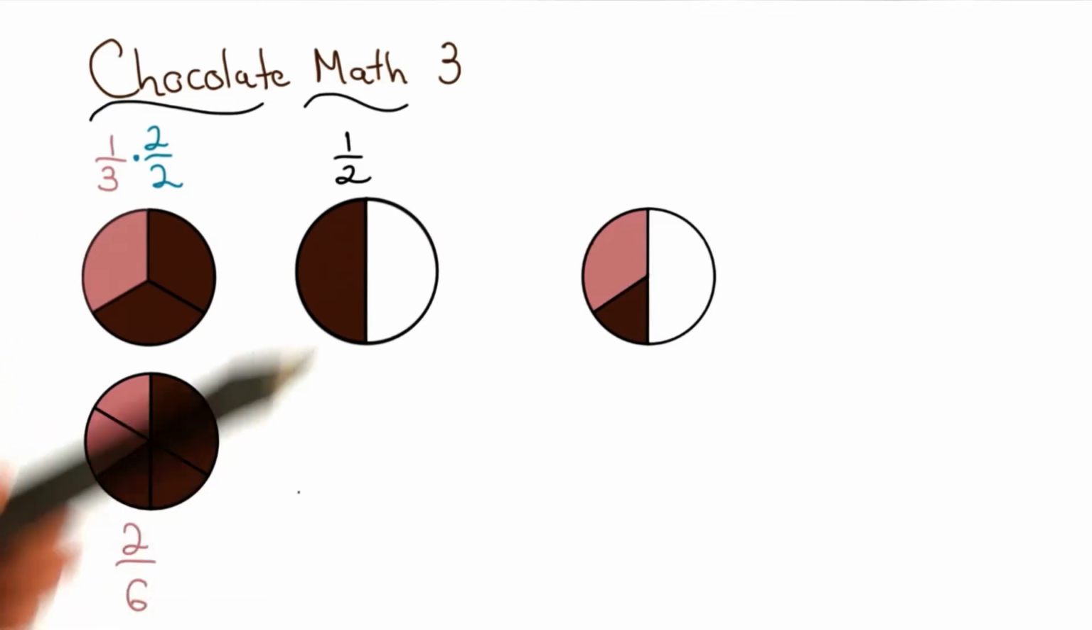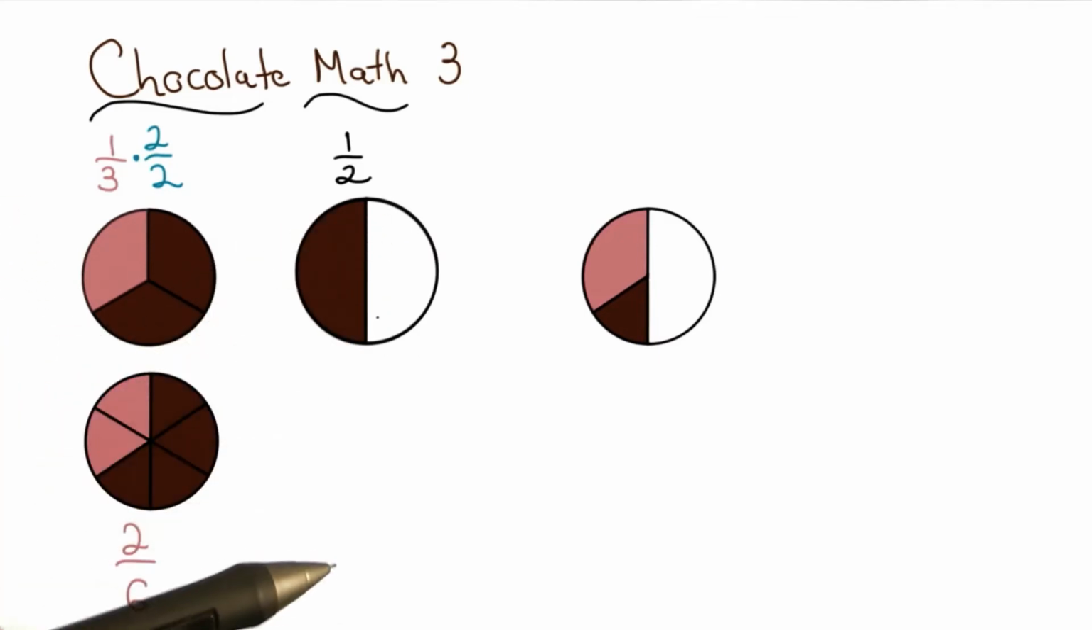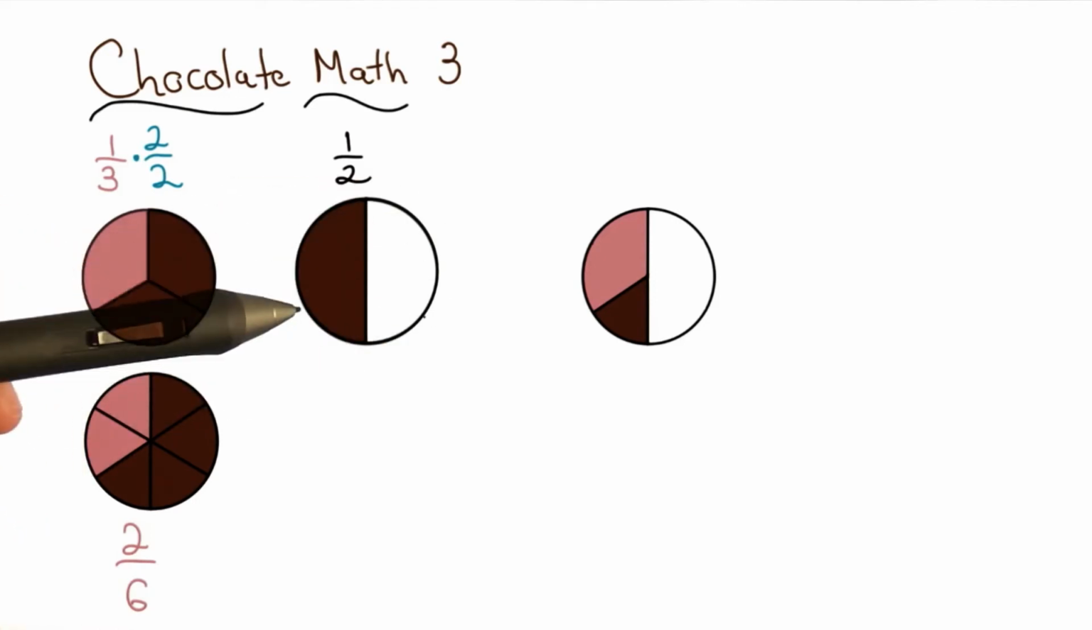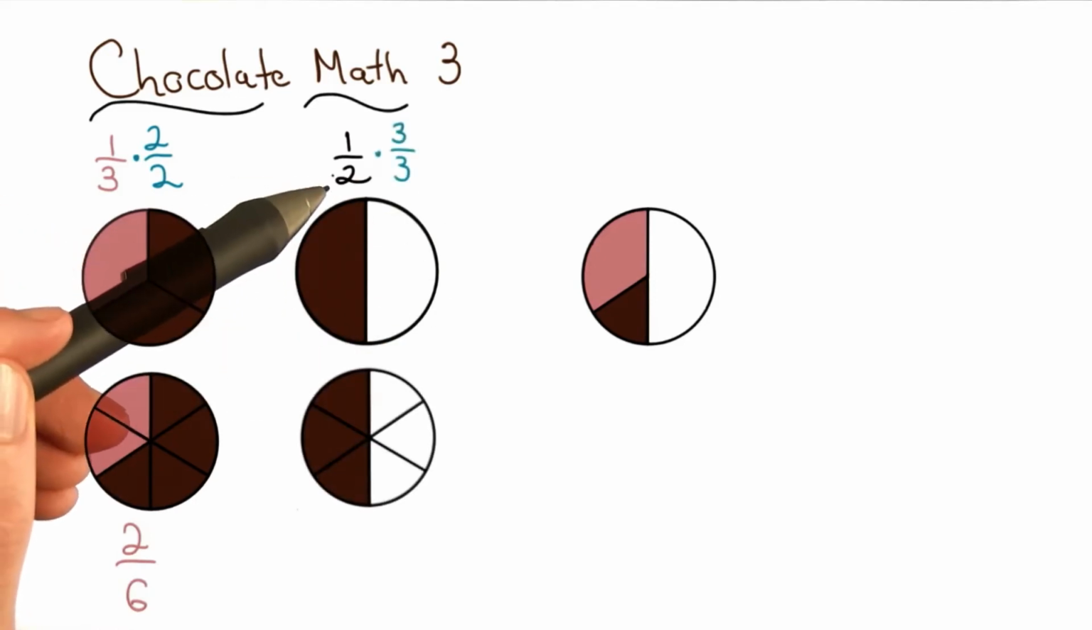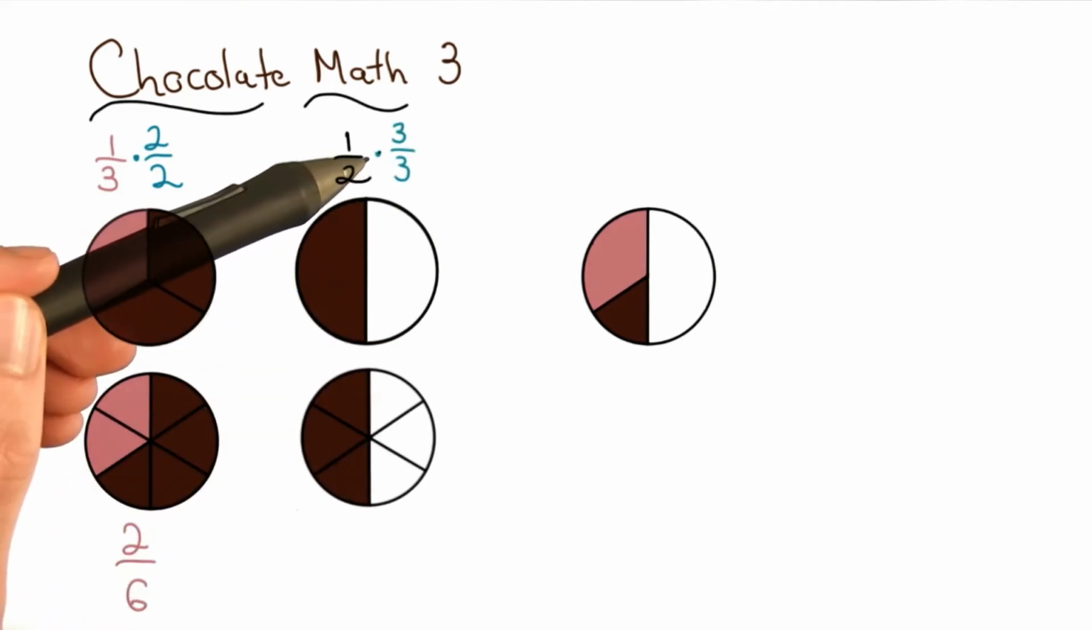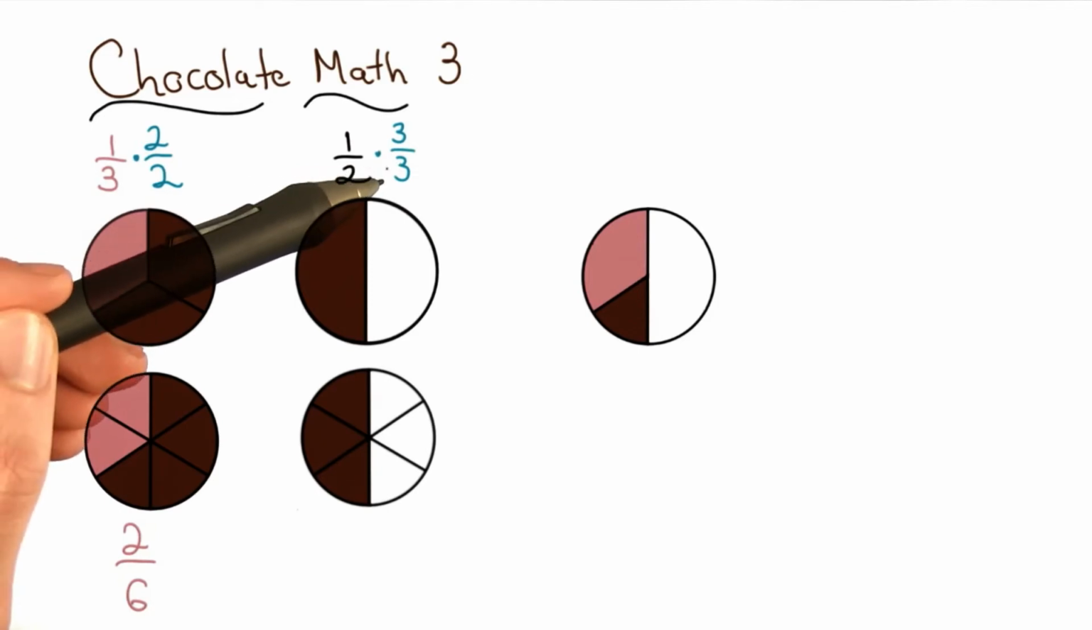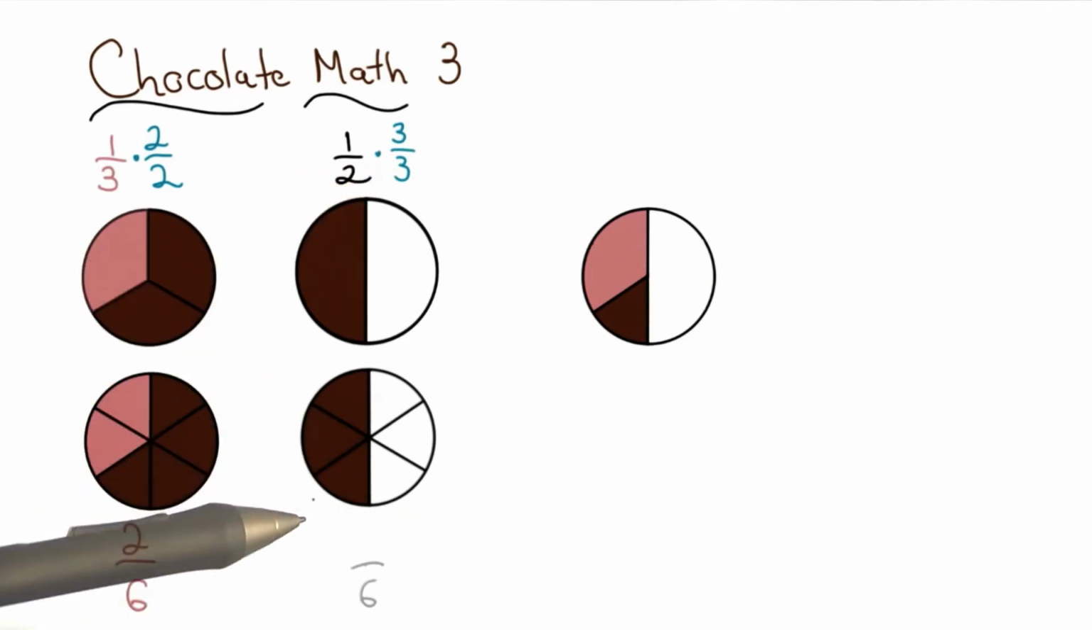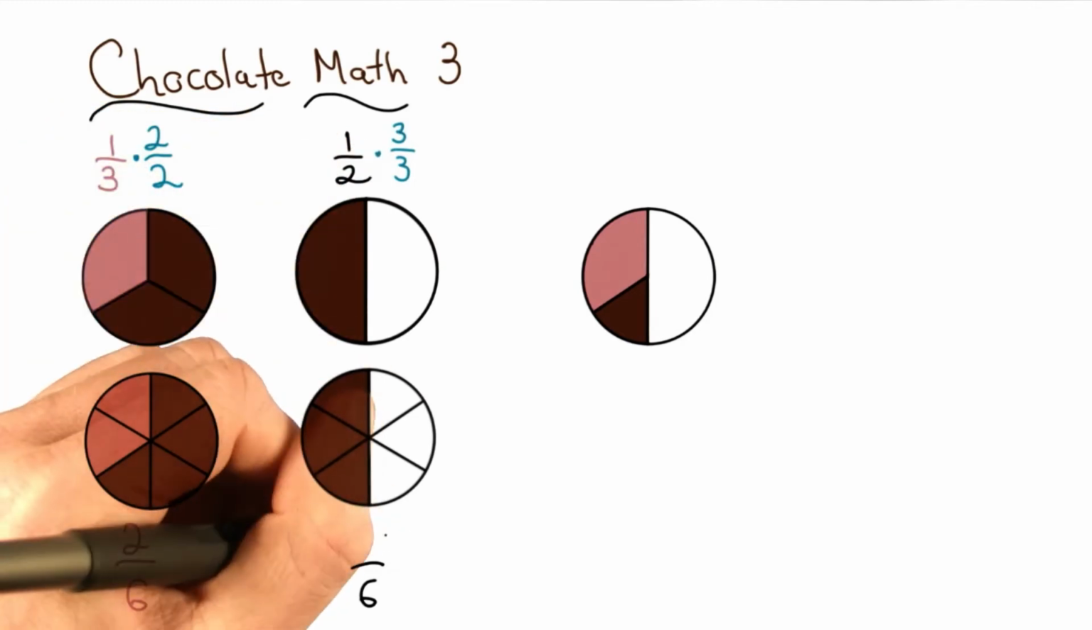I'm going to use the same approach to make 1/2 into 6. I'm going to split up this cake into 6. To change from halves to 6, I need to multiply by 3 over 3. I know 2 times 3 gives me 6. And then for the numerator, 1 times 3 is 3.